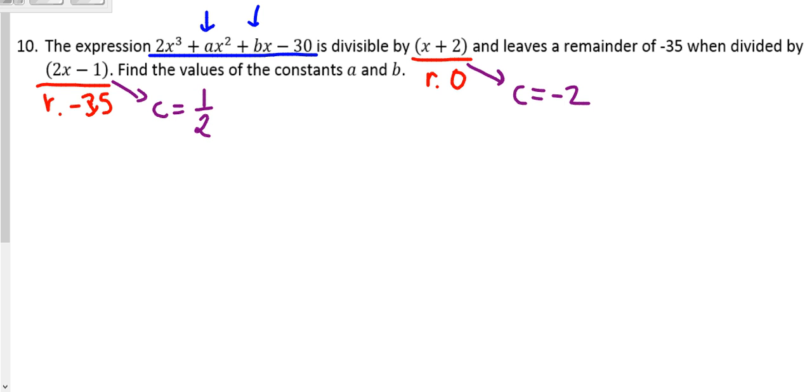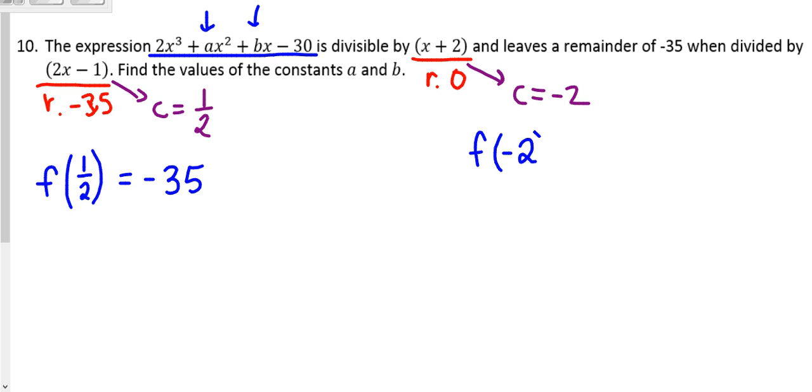So when we plug these in, to the expression, even with the a and the b and everything, when we plug in a 1/2, that's going to be equal to negative 35. And when we plug in a negative 2, that will be equal to 0.